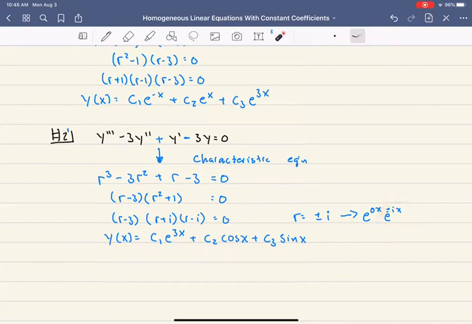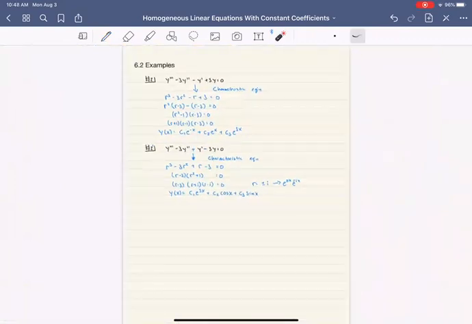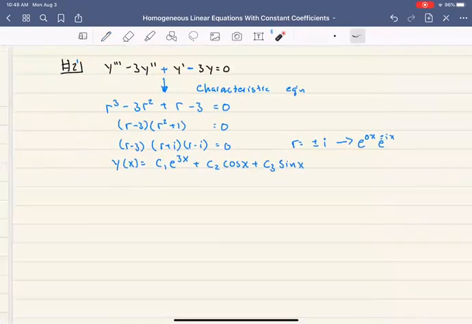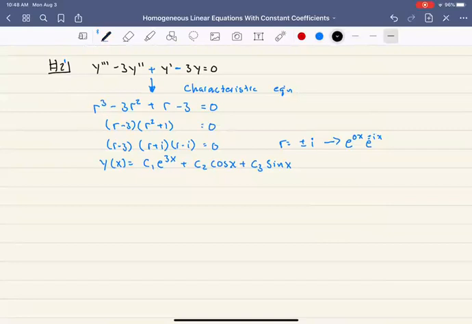All right, let's do a couple more. Let's do number 4. Y triple prime plus 2y double prime minus 19y prime minus 20y equals 0.